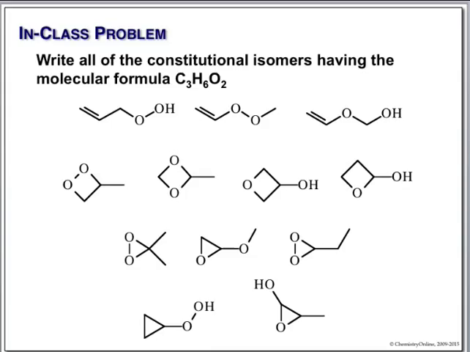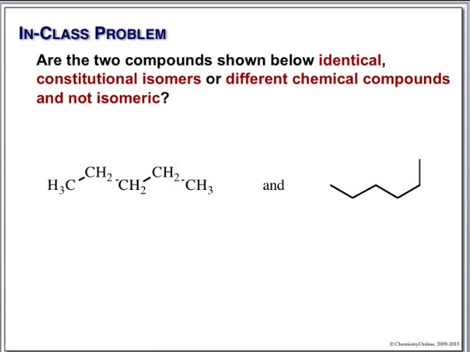Now you will get a simple question on your exam about conformational or constitutional isomers. So let's make sure that we understand this, okay? Question is going to look something like this. You'll be given a couple compounds and you will be simply asked, are these identical, constitutional isomers, or different compounds that are not isomeric?